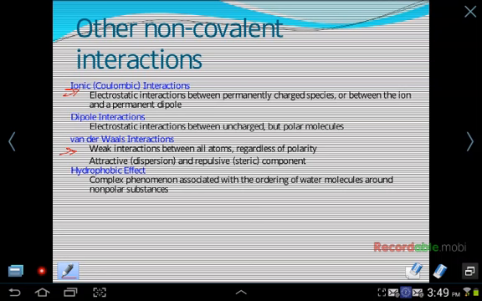And if we think about that, the hydrogen bond is a special kind of dipolar interaction. And then we can also have the hydrophobic effect, which is where hydrophobic molecules interact with each other in order to shield themselves from the solvating water molecules in the solution.